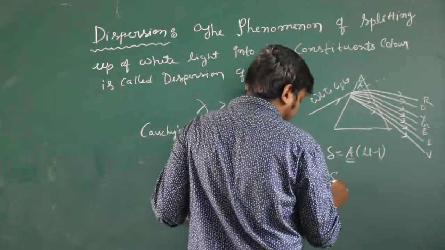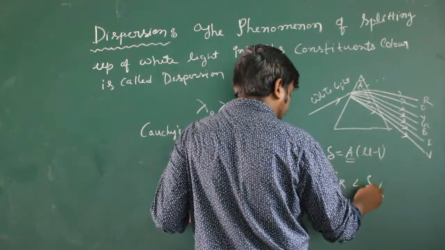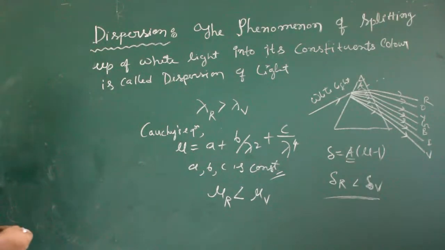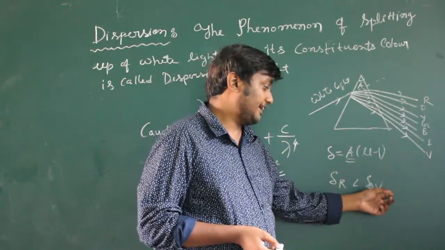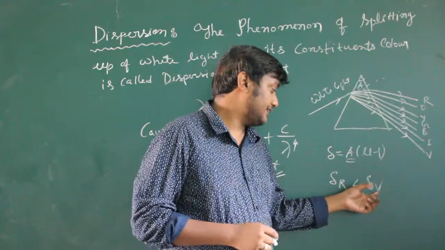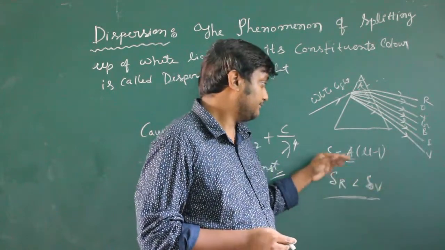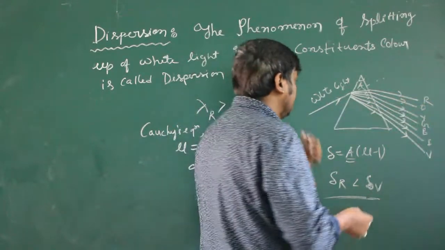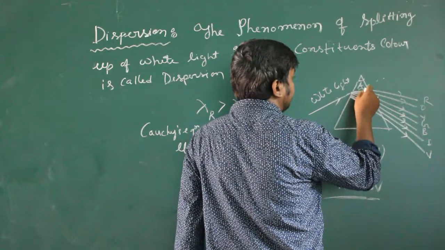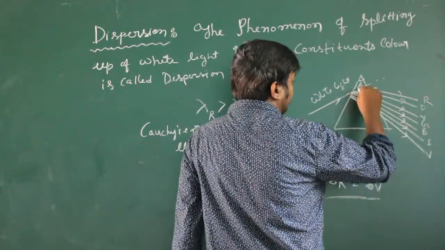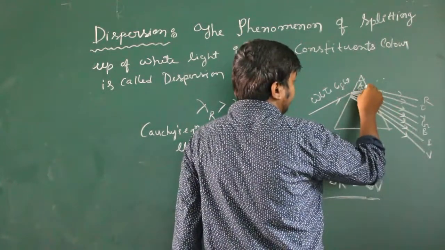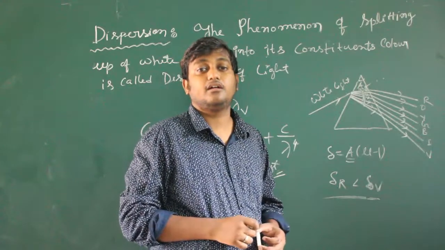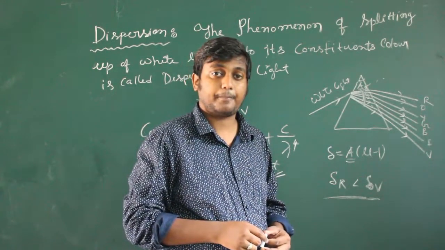Now for red light, delta R will be less than delta V. Now see, what is delta R? Angle of deviation of red light. What is delta V? Angle of deviation of violet light. So from this we can say that the angle of deviation of red light is less than that of violet light. So here, for the red light, this angle of deviation is less. For the violet light, this is more. That's why, because of the different refractive index of different colors, the dispersion phenomenon happens. Is it clear?